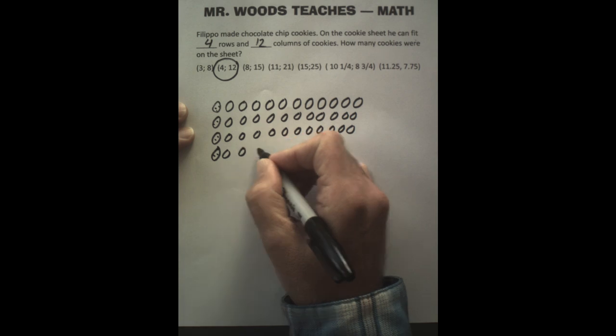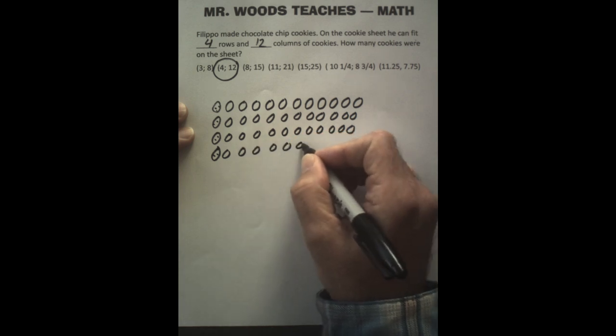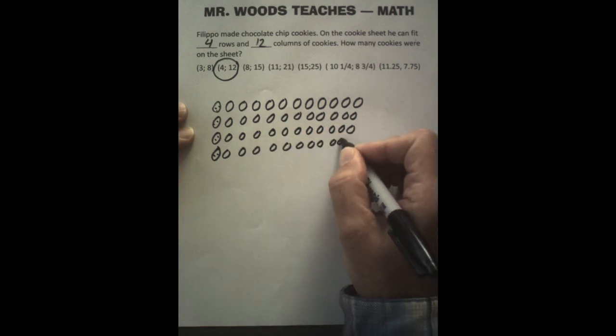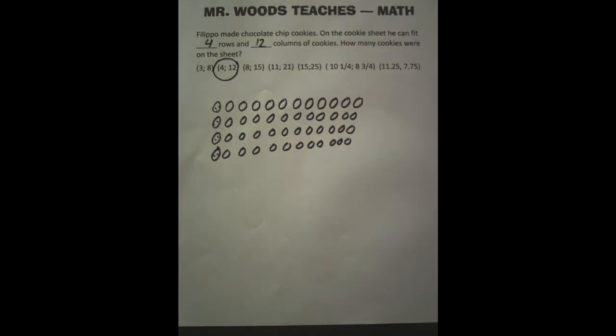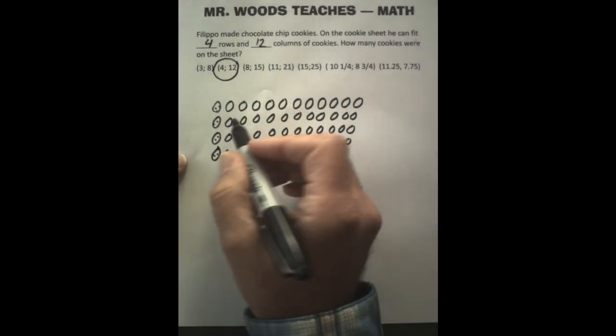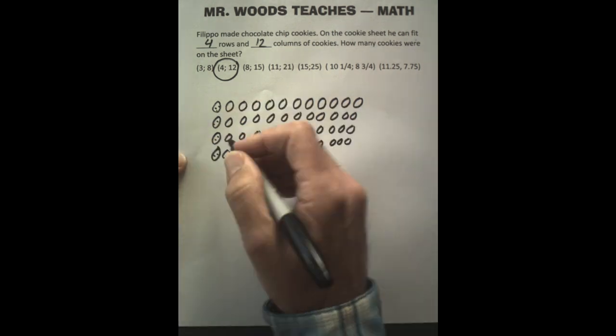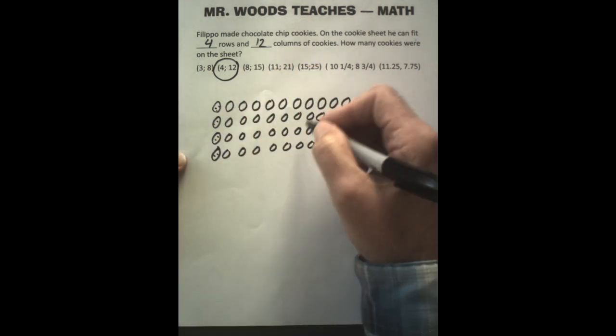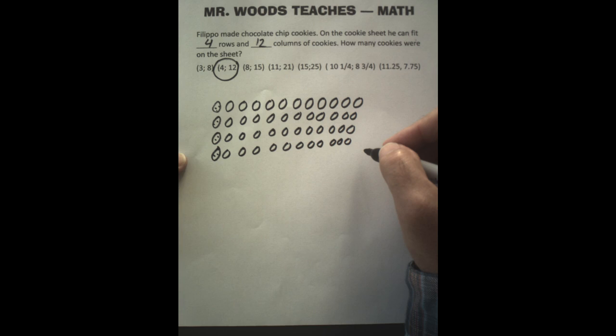Let me get it finished here. So, again, I have 4 rows of 12. Or I have 12 columns of 4. Let's look at that.